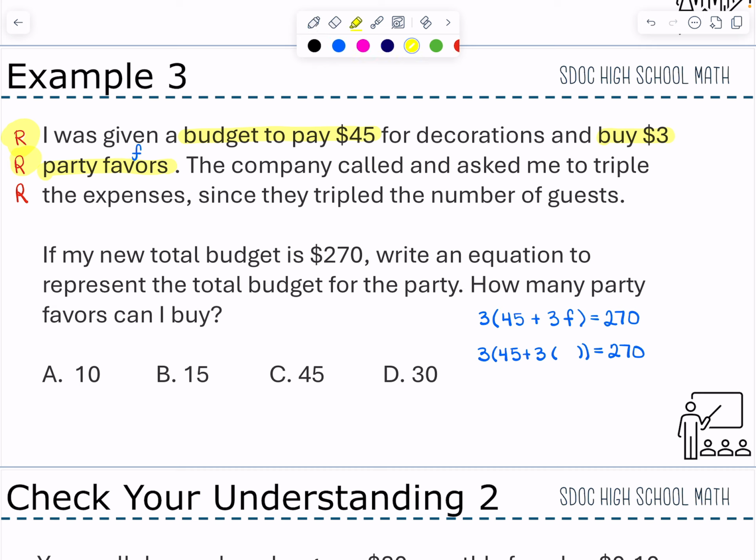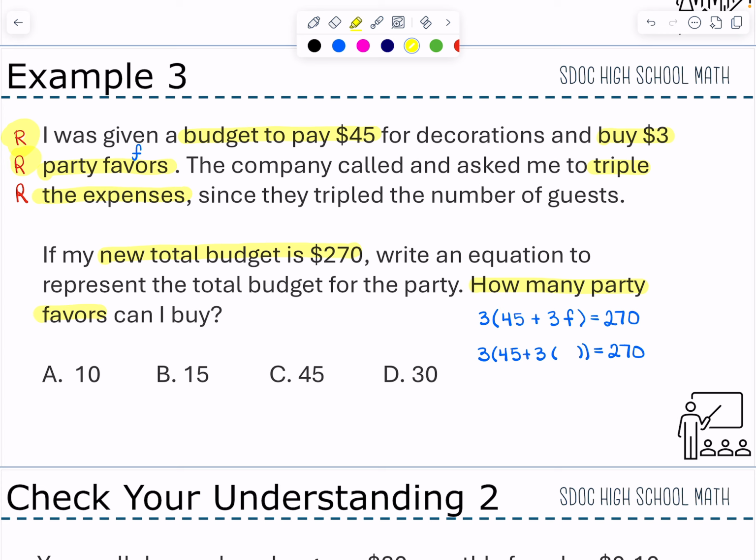Then the company called me and asked me to triple the expenses. If I triple something, I have to multiply it by 3 because they tripled the number of guests. If my new total budget is $270, write an equation to represent the total budget for the party. How many favors can I buy? That's what I'm looking for. How many party favors can we buy?